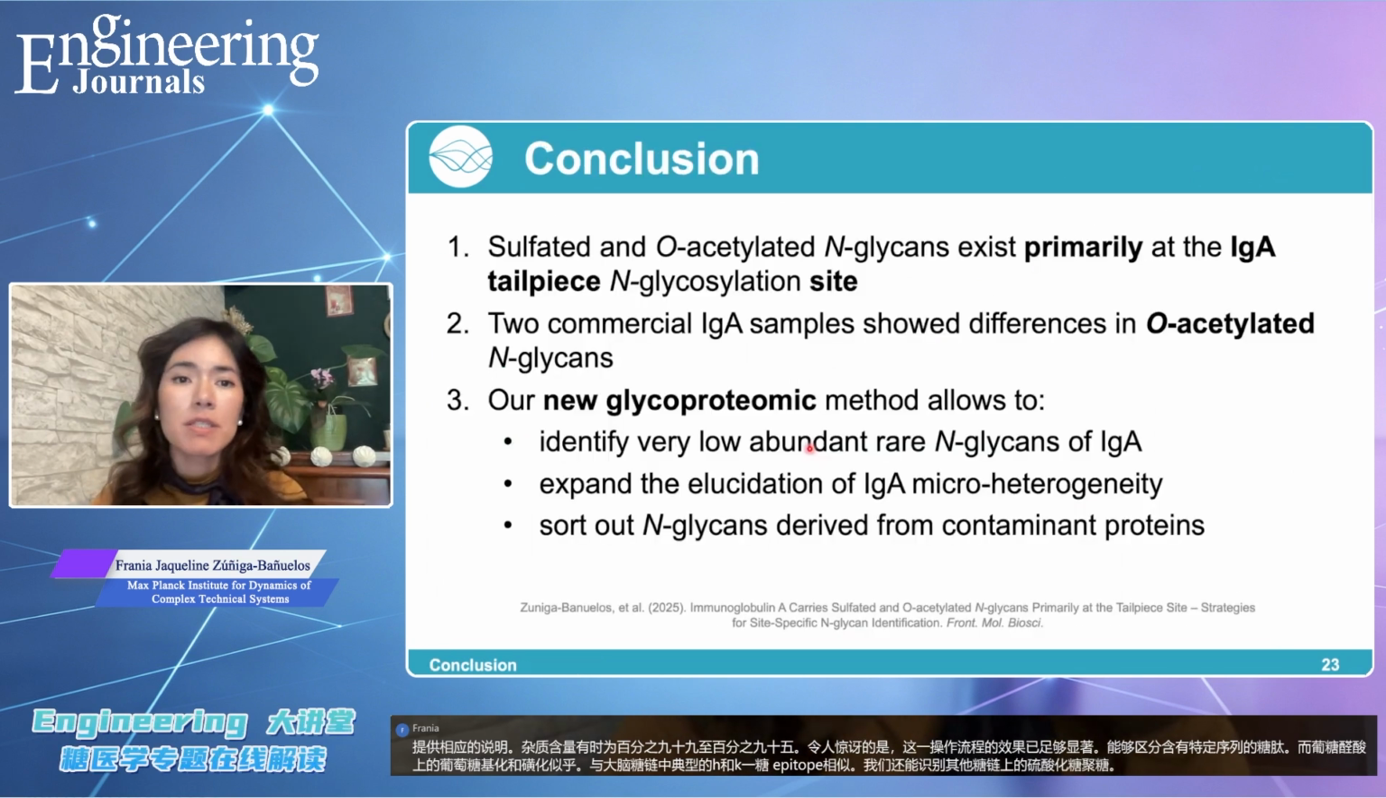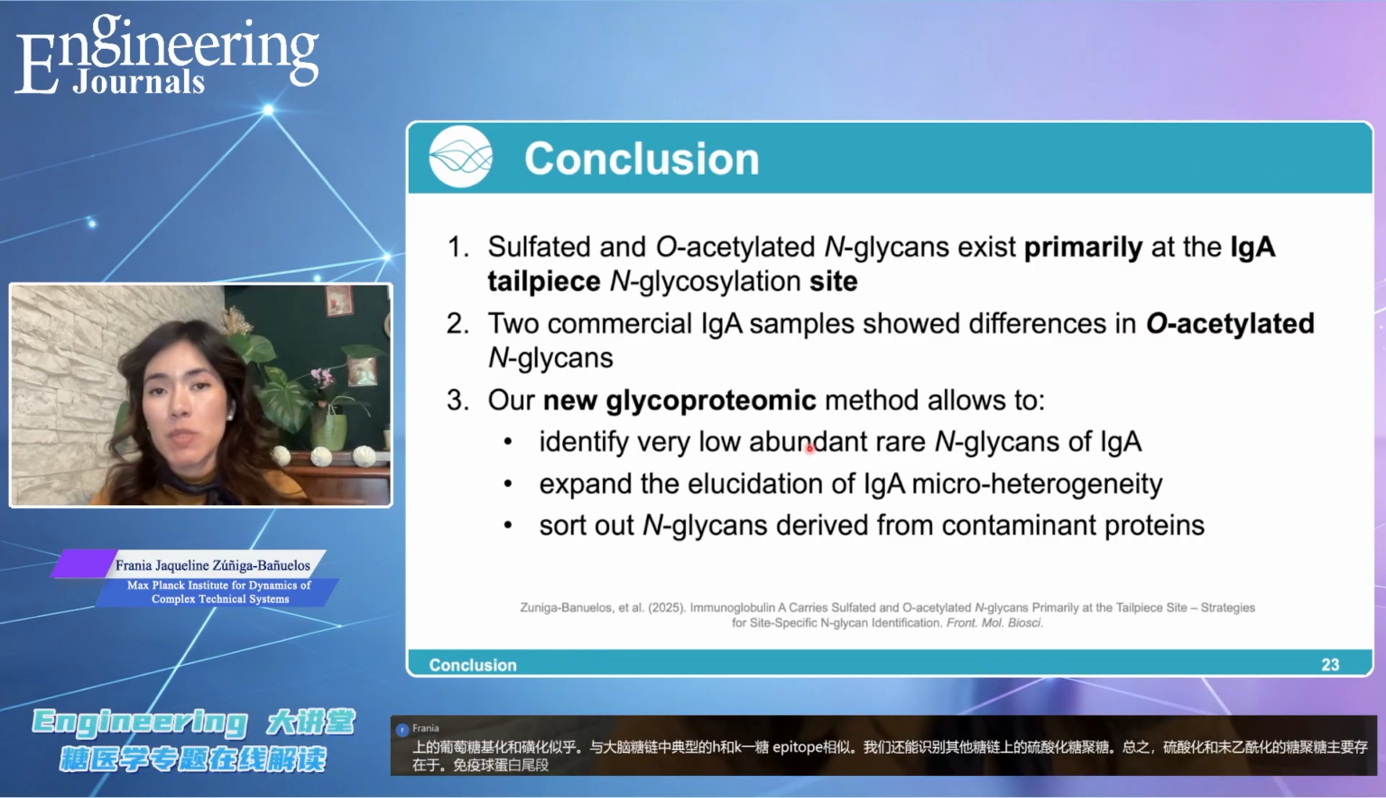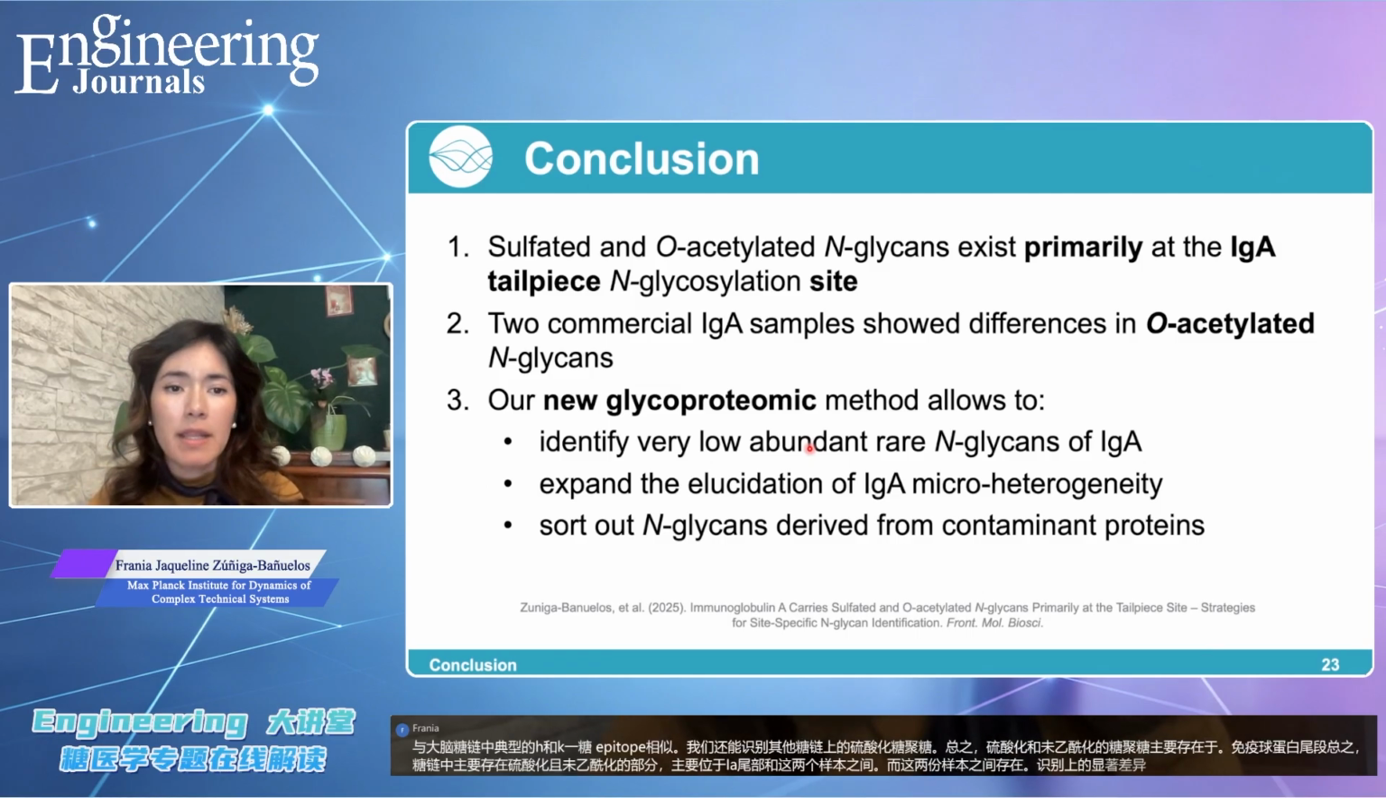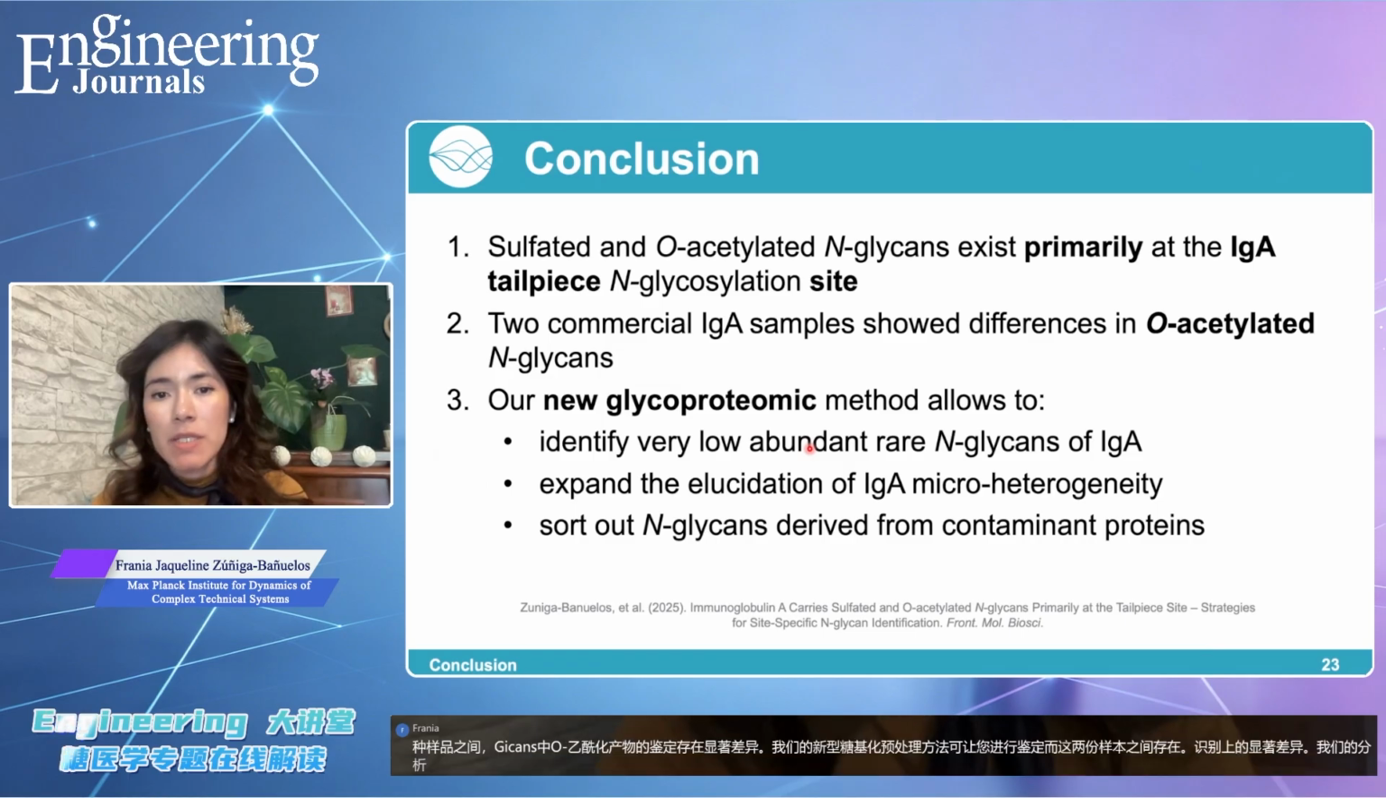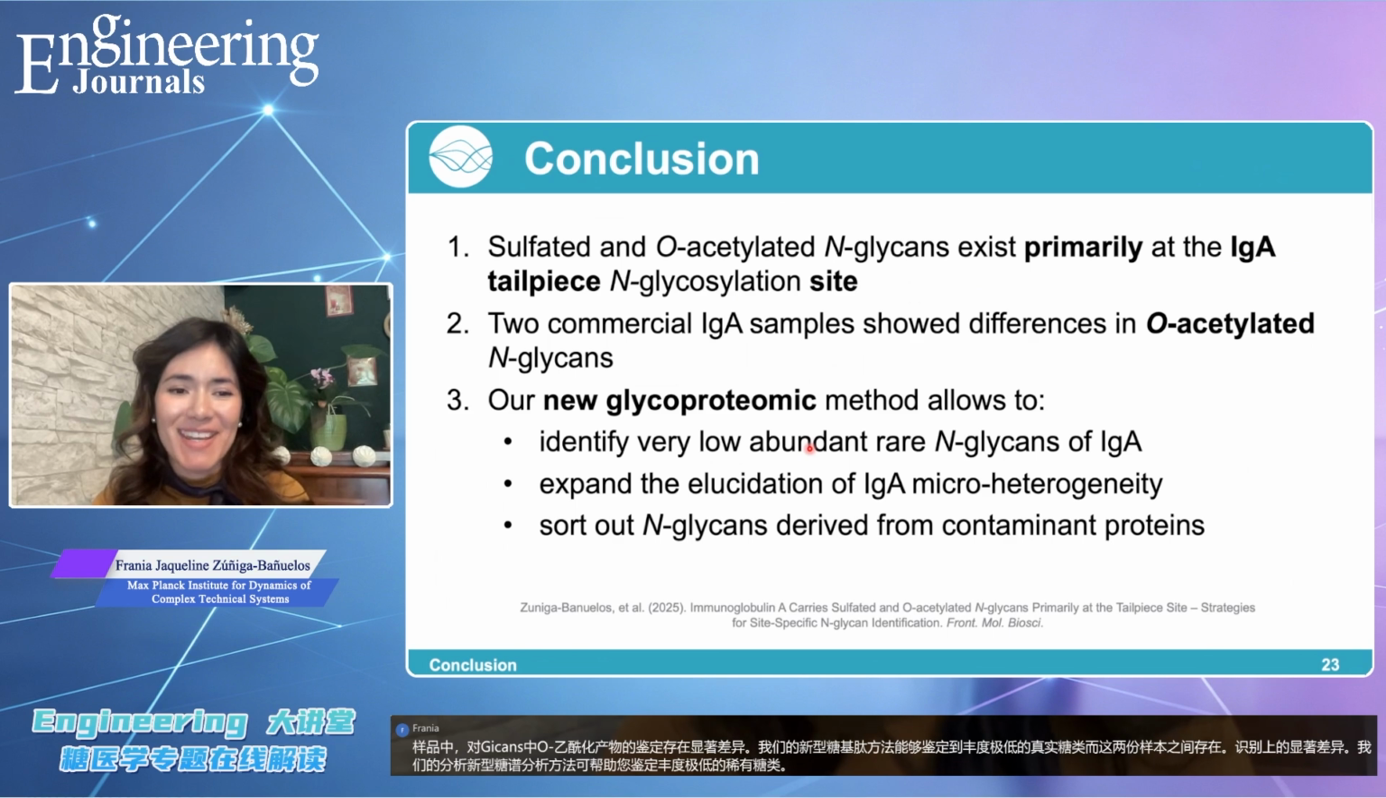In conclusion, sulfated and O-acetylated glycans exist primarily at the IgA tailpieces, and between these 2 samples, there were significant differences in the identification of O-acetylated glycans. Our new glycoproteomic method allows you to identify very low abundant rare glycans, expand the elucidation of IgA microheterogeneity, and sort out N-glycans derived from contaminant proteins.